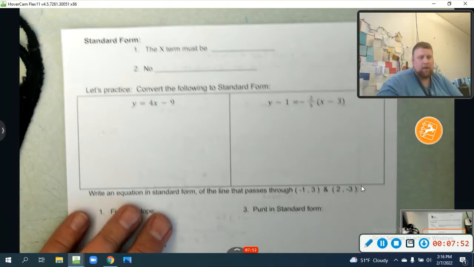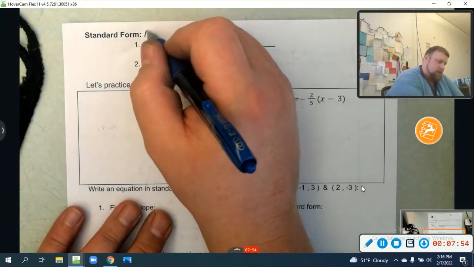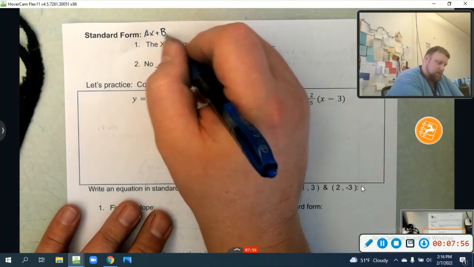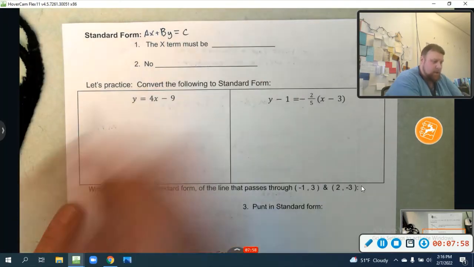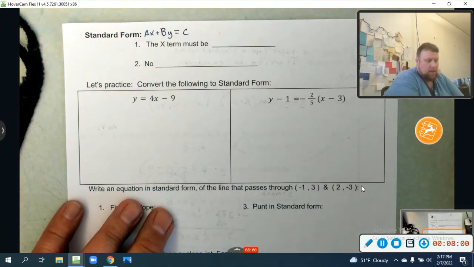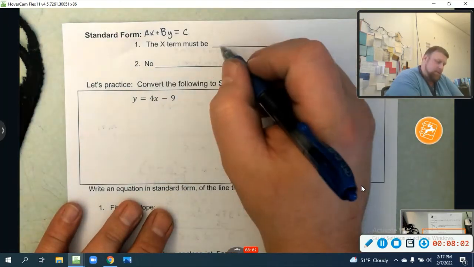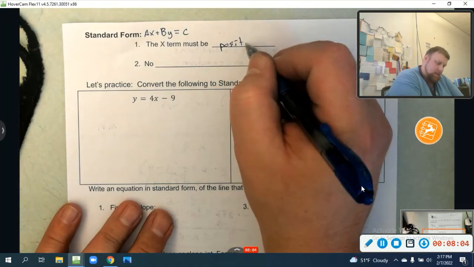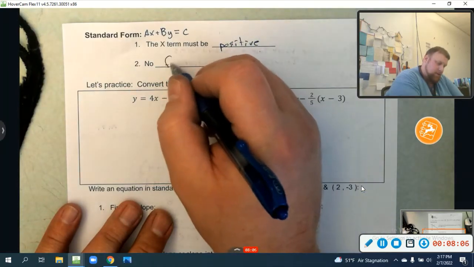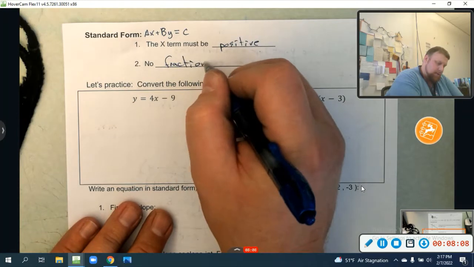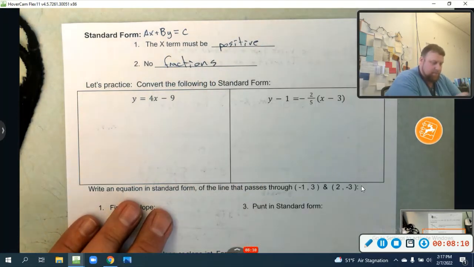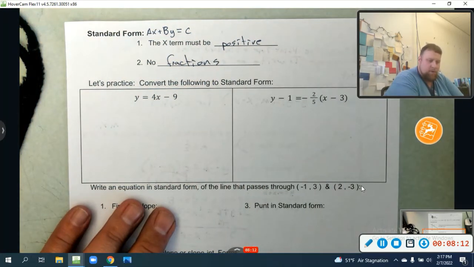We're going to talk about standard form, which is ax plus by equals c. Now, what do we know about the x term? It must be positive. And there can be no fractions or decimals. We want to keep these whole numbers and integers, right? So let's practice. Convert the following to standard form.